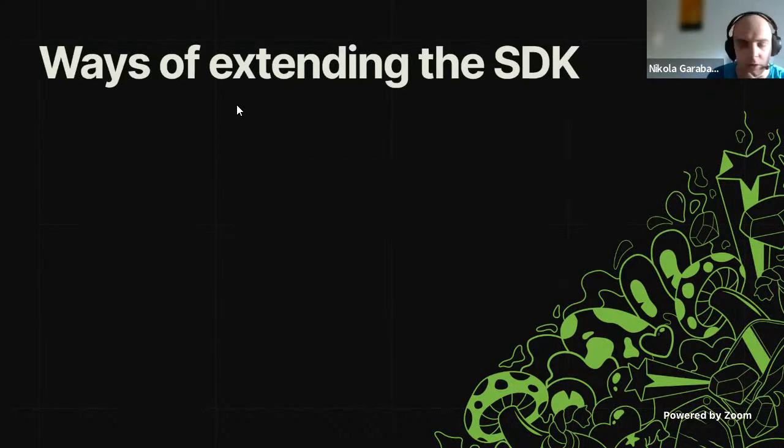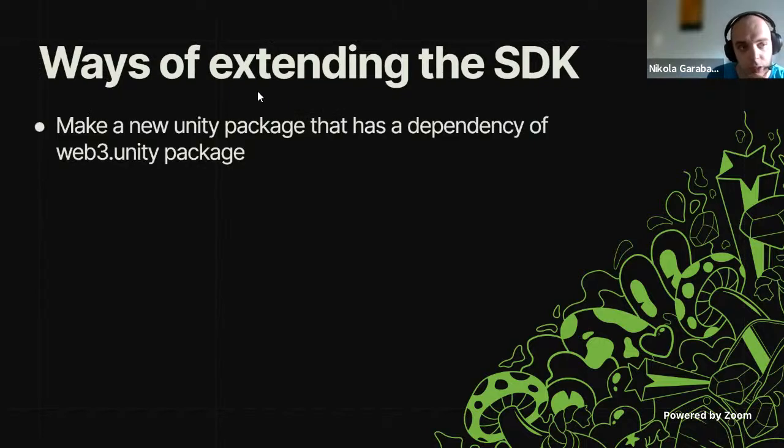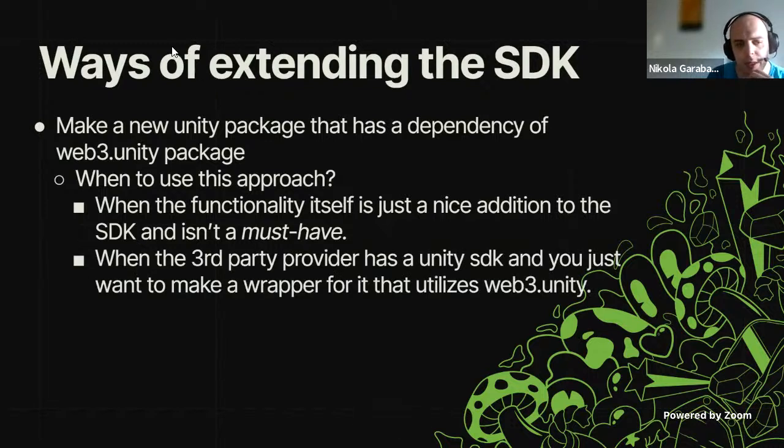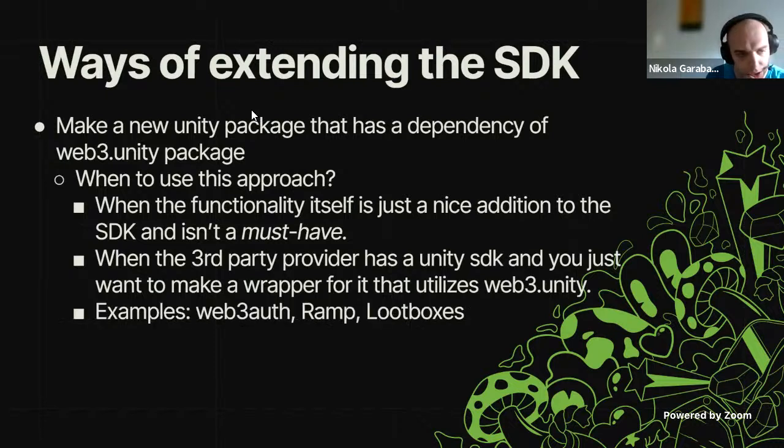There are two main ways that you can extend our SDK, and I'll be showcasing the first one in this demo. The first one is to make a new Unity package that has a dependency of the web3.unity SDK package. You should use this approach when the functionality itself is just a nice addition to the SDK and it isn't a must-have, and when the third-party provider has a Unity SDK and you just want to make a wrapper for it that utilizes web3.unity.